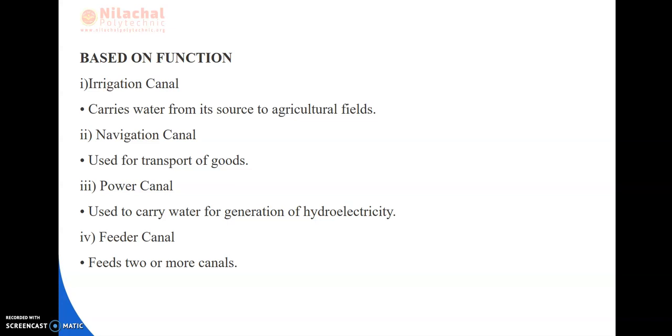So, based on the functions, the irrigation canal carries water from the sources, that is the river, lake, reservoir or ponds, to the agricultural fields. The navigation canal is mainly used by ships for the transportation of goods, services or materials. The power canal is mainly used to carry water for the generation of hydroelectricity. The feeder canal mainly feeds two or more canals equally.